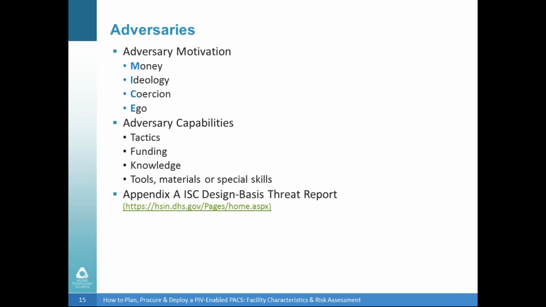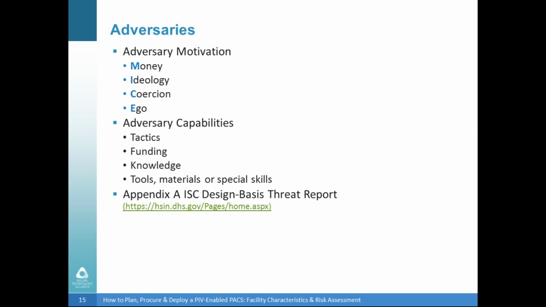Certainly what Bill mentioned about the man-made and the natural threats are both important. I don't want to downplay the natural threats and the overall security posture, but we're really talking about physical access control here today. So I want to pick up where he left off and drill a little deeper into the man-made threats. Specifically adversary motivation and capability.